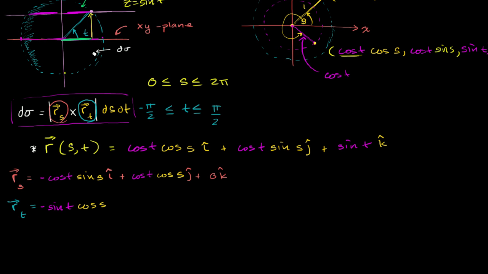And then plus, the derivative of cosine of t is negative sine of t, so now we have minus sine of t sine of s j. My hand is already hurting from this. This is a painful problem. Plus the derivative of sine of t with respect to t is just cosine of t. So plus cosine of t, now times the k unit vector.